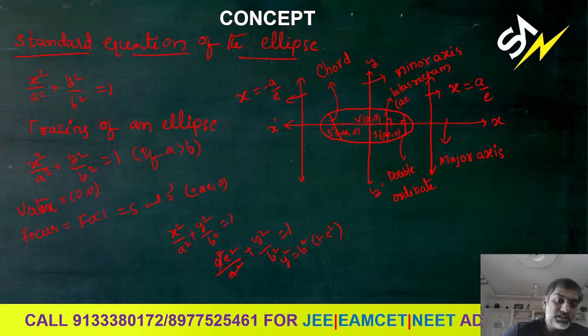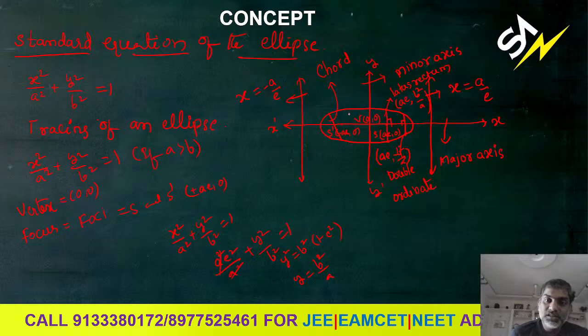But what is this 1 minus e squared? 1 minus e squared is nothing but b squared over a squared. So finally, what are we getting, sir? We are getting y equals b squared over a. So here (ae, b squared over a) is one end. The other end will be, x is positive, the same, (ae, negative b squared over a).